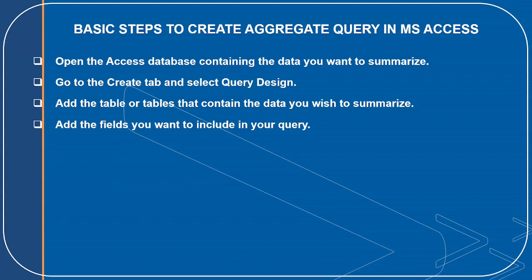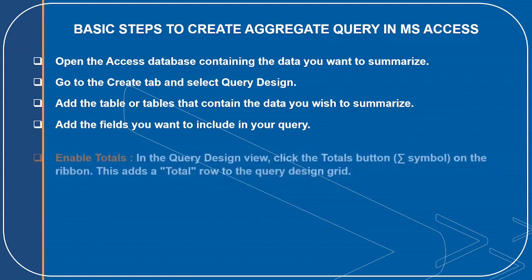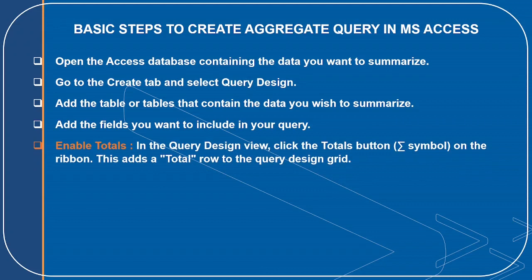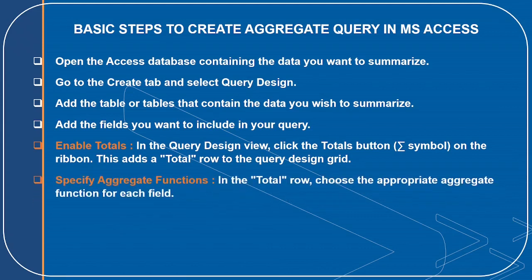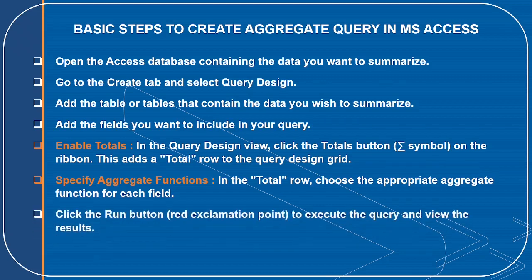In the Query Design view, click the Totals button on the ribbon. This adds a total row to the Query Design grid. In the total row, choose the appropriate aggregate function for each field. For example, set group by for grouping fields, and functions like sum or count for fields to be aggregated. Click the Run button to execute the query and view the results.